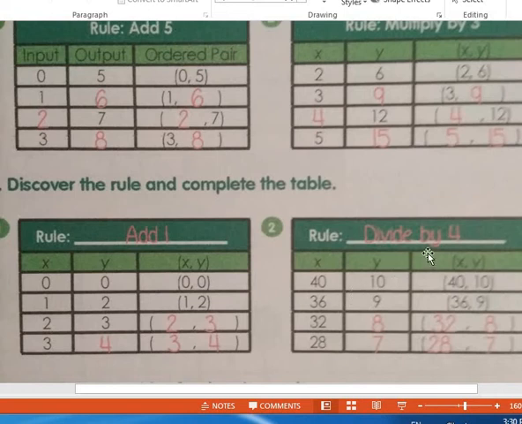The rule here: 40 to 10, 36 to 9. What happened here each time? 40 divided by 4 equals 10. 36 divided by 4 equals 9, right? 32 divided by 4 equals 8. 28 divided by 4 equals 7. And you have to check also.